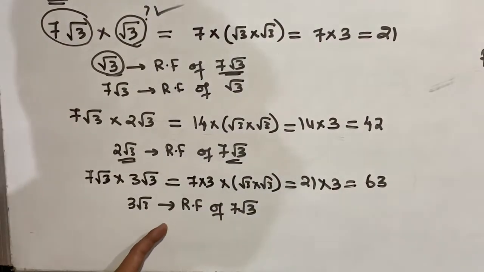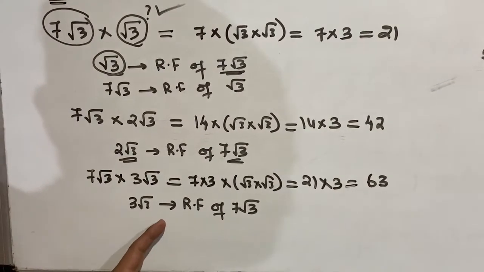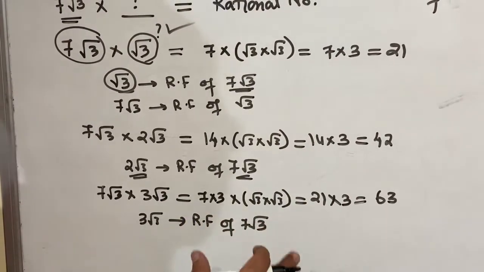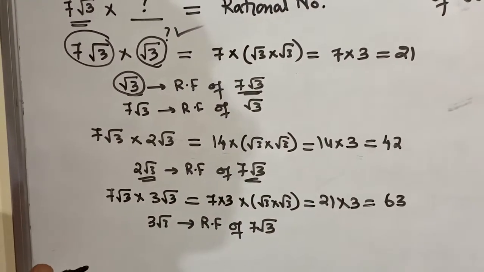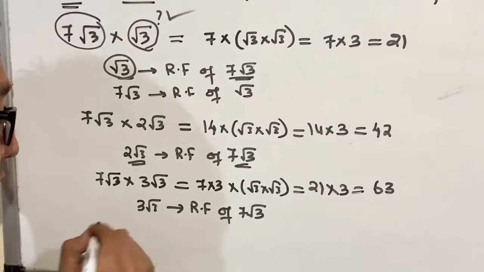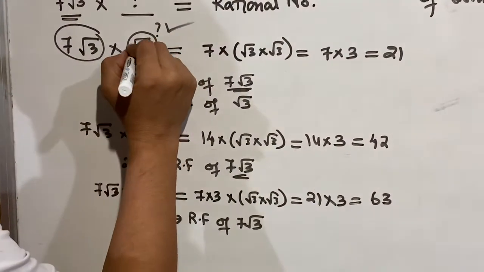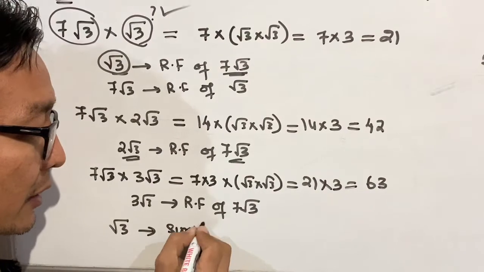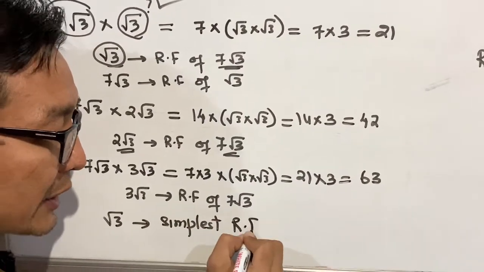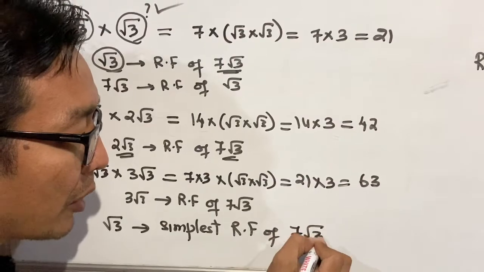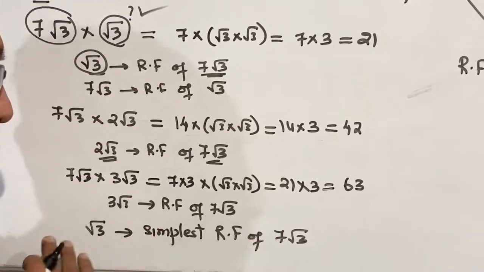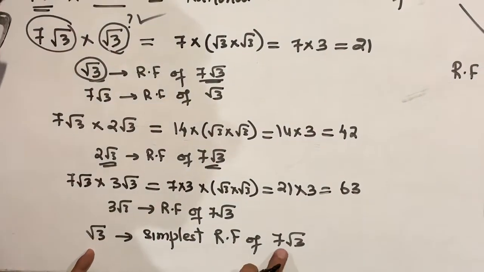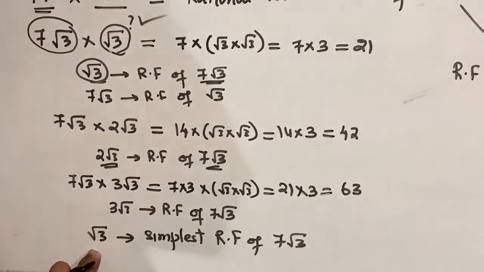So rationalizing factors of irrational numbers are not unique. There are an infinite number of rationalizing factors of a surd. In this example, root 3 is the simplest rationalizing factor of 7 root 3. So whenever we are asked for the rationalizing factor of 7 root 3, we say root 3.